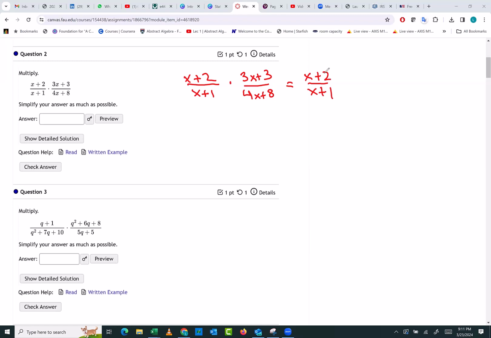X plus 2 divided by x plus 1 is not factorable, but I can factor a greatest common factor of 3 out of 3x plus 3, which gives me x plus 1. And I can factor a 4, and that gives me x plus 2.